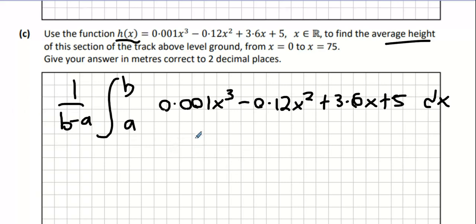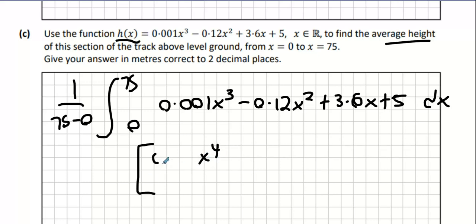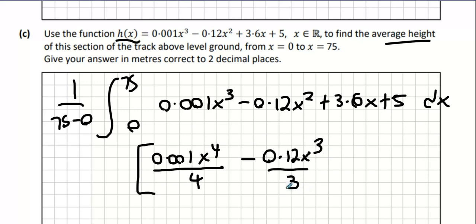Okay, so here we go. So it's 0 to 75. So we're going to put 75 on top, 0 on the bottom, and it's going to be 75 take away 0. Okay, now we're going to integrate this. Add 1 onto the power, and then divide by the new power. Add 1 onto the power, so 0.12 x cubed, and that's going to be all over 3. But 3 into 0.12 is actually 0.04. So we can sort that one out right away. 0.04.